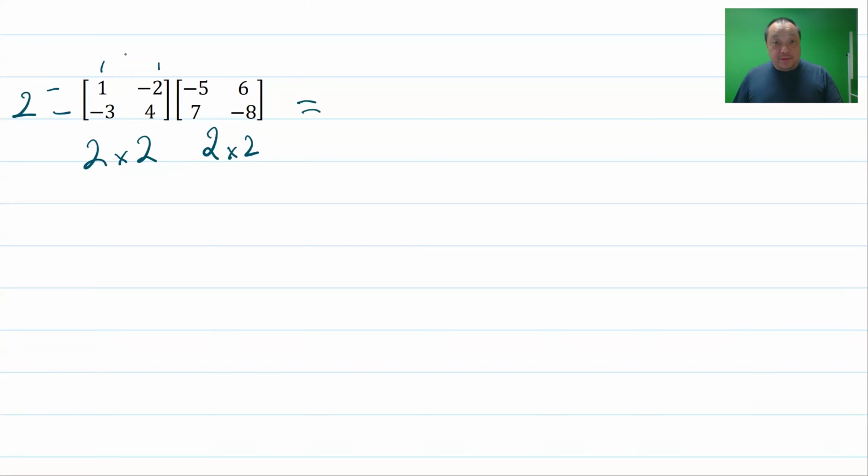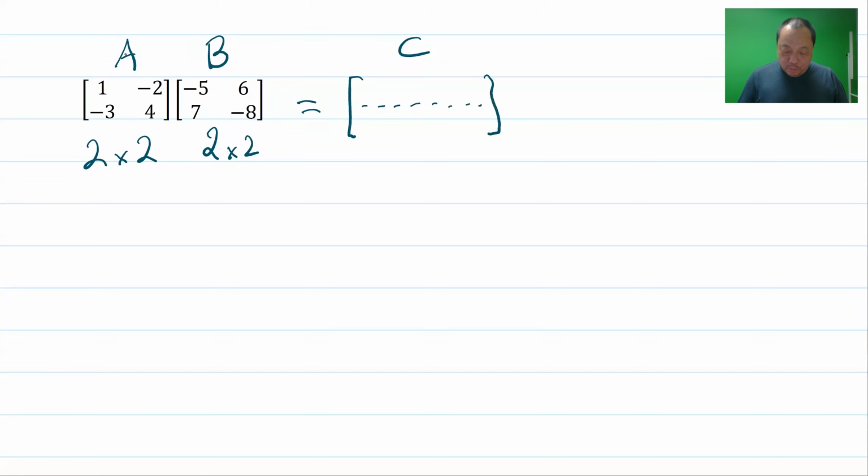And the result of multiplying 2 matrices is a matrix. I call this matrix A. If I multiply A times B, then I get a matrix C. And in this case, matrix C will also be 2 by 2. And we'll talk about the rules of figuring out the dimensions of the answer matrix later in this video.